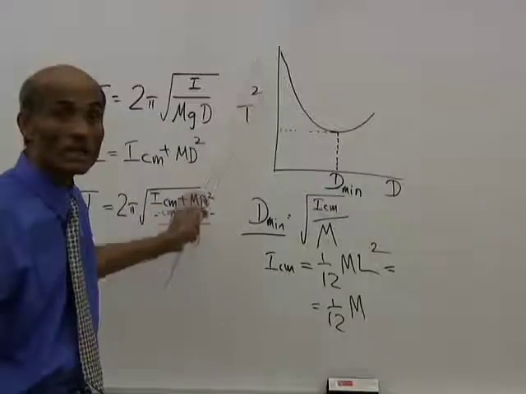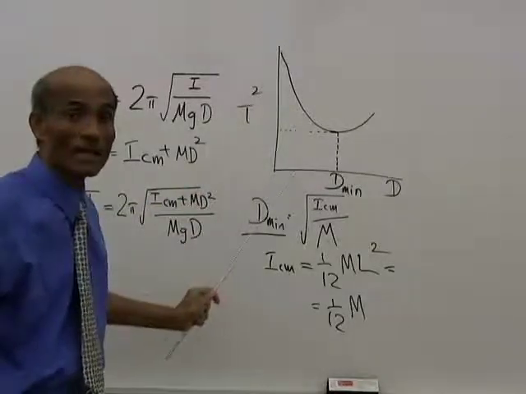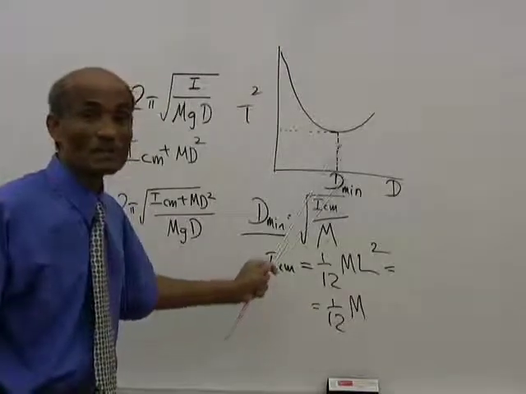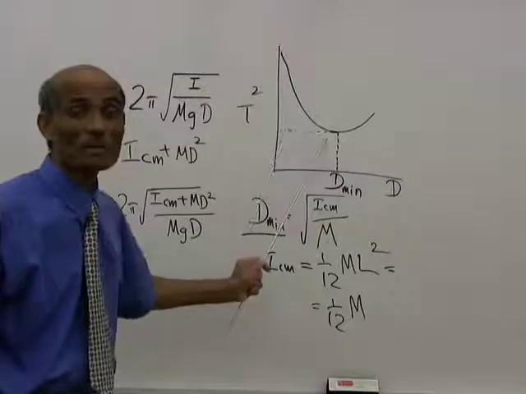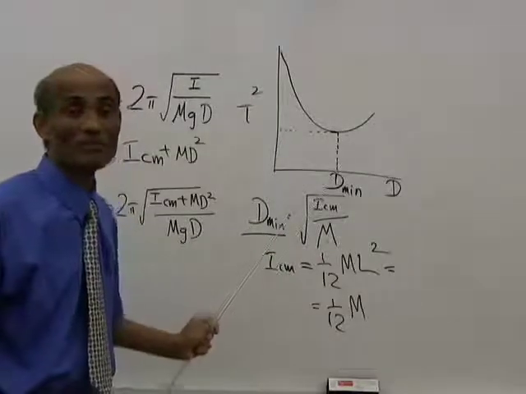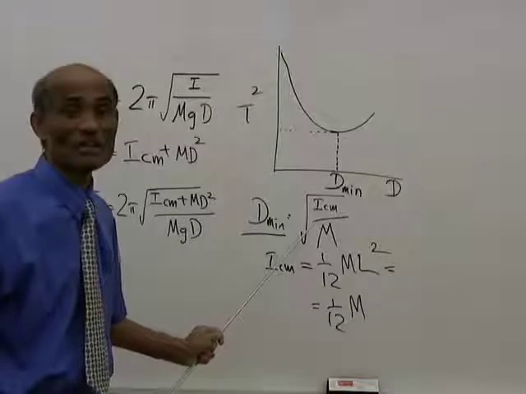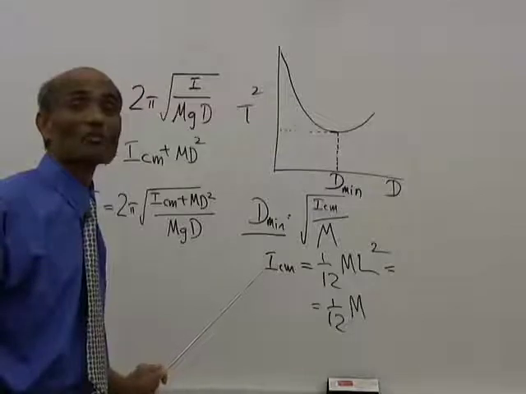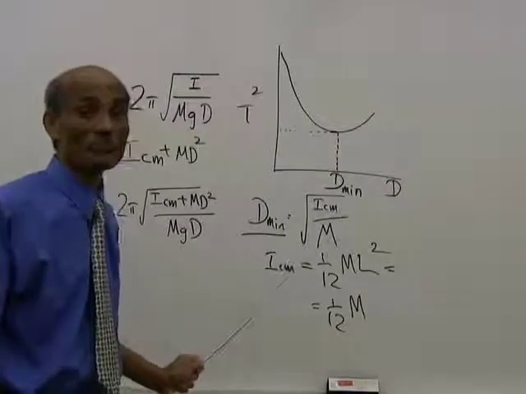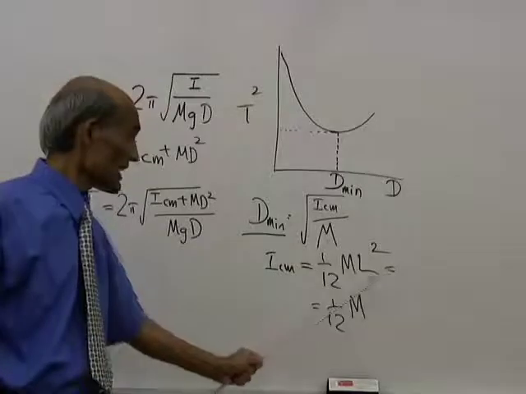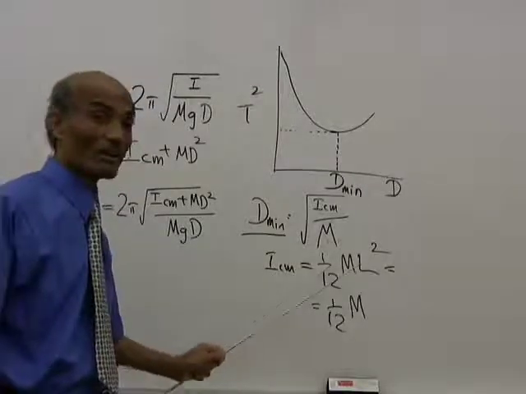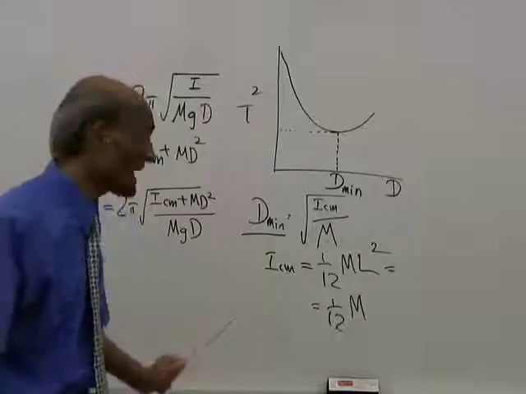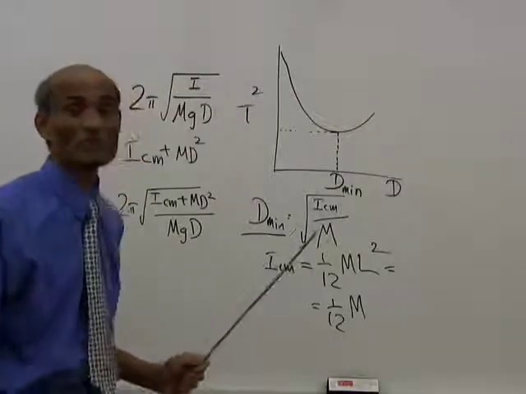As I told you earlier, plot a graph of T squared against D and find the value of D that corresponds to the minimum period and use that value of D in this equation to obtain the value of the moment of inertia of the ruler about its center of mass. And this is the theoretical value. Alright, now obtain the percent error between the actual value and the experimental value.